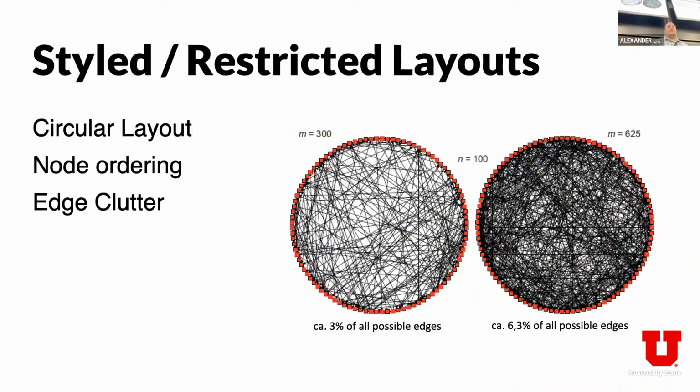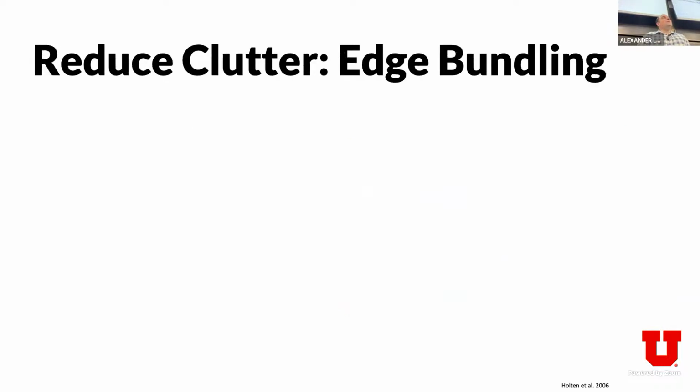Okay, so the second class here would be the styled or restricted layouts. For example, a circular layout: I could just arrange all of my nodes along a circle, and then I can draw all of the edges between them. Here are 300 edges, which is about 3% of all possible edges. Here we have 600 edges, about 6.3% of all possible edges. So we can see that this gets pretty cluttered pretty fast, right? That's one of the big problems with fixed layouts: we have a lot of clutter from the edges. However, we can do something smart about this.